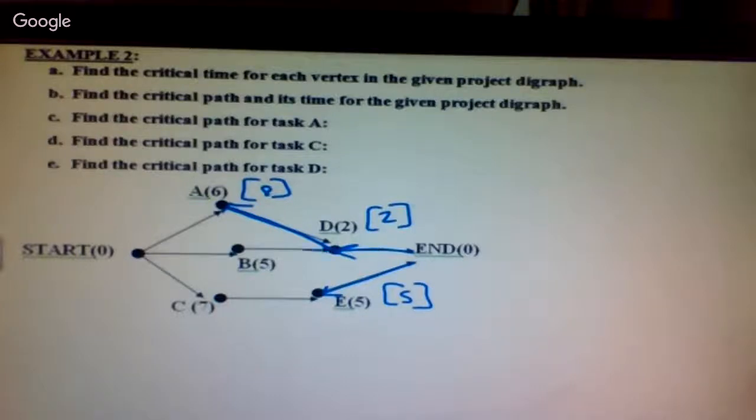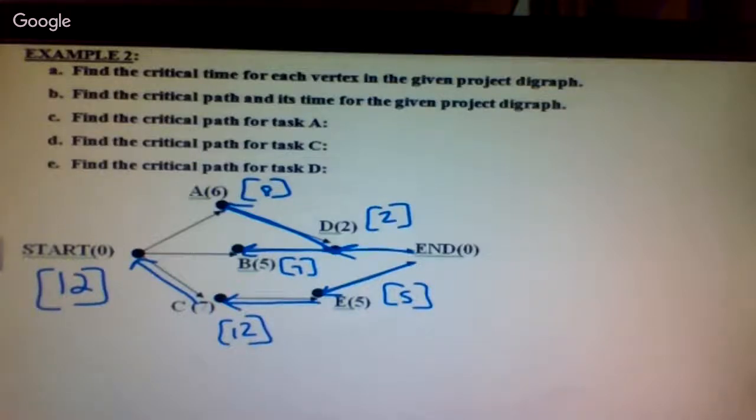From D, we can also go to B. 7. And from E, I can go to C. 12. Now, I've got 3 lines that branch backwards into start. Which way am I taking? C back to start. So that's 12.